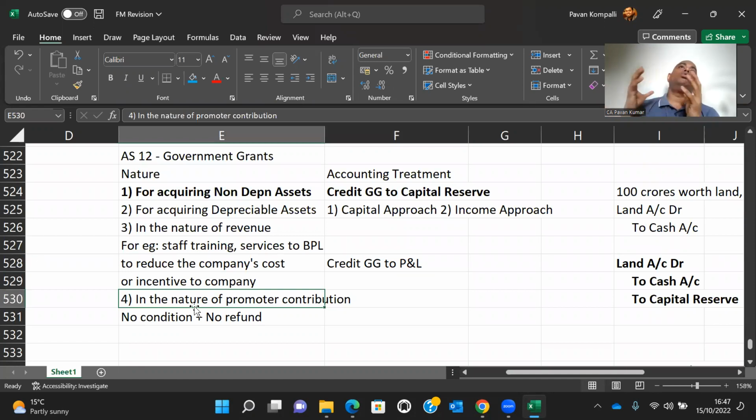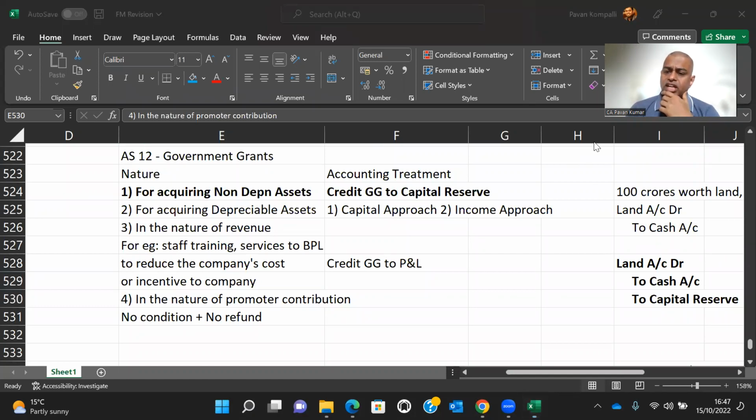After the whole 18 parvas of Ramayana Mahabharata, finally we came to what we want. In case of condition violation, sir, what must we do? Simple. In case of violation of a condition, sometimes the government grant will be refundable. If the government grant is refundable, you follow the reverse of the journal entry.